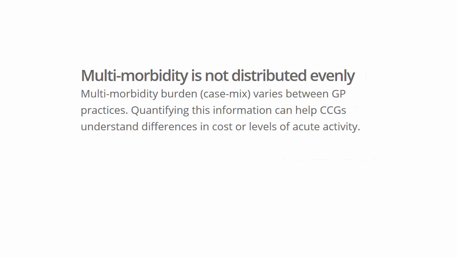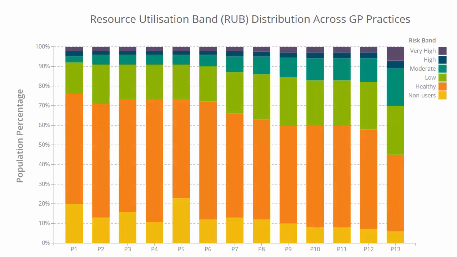Multimorbidity burden varies between GP practices. Quantifying this information can help CCGs understand differences in cost or levels of acute activity. This graph shows the differences in morbidity burden between 13 GP practices within a CCG. For the CCG as a whole, patients are mapped to each resource utilisation band such that the patients in each RUB across the whole CCG have collectively consumed 20% of resources.